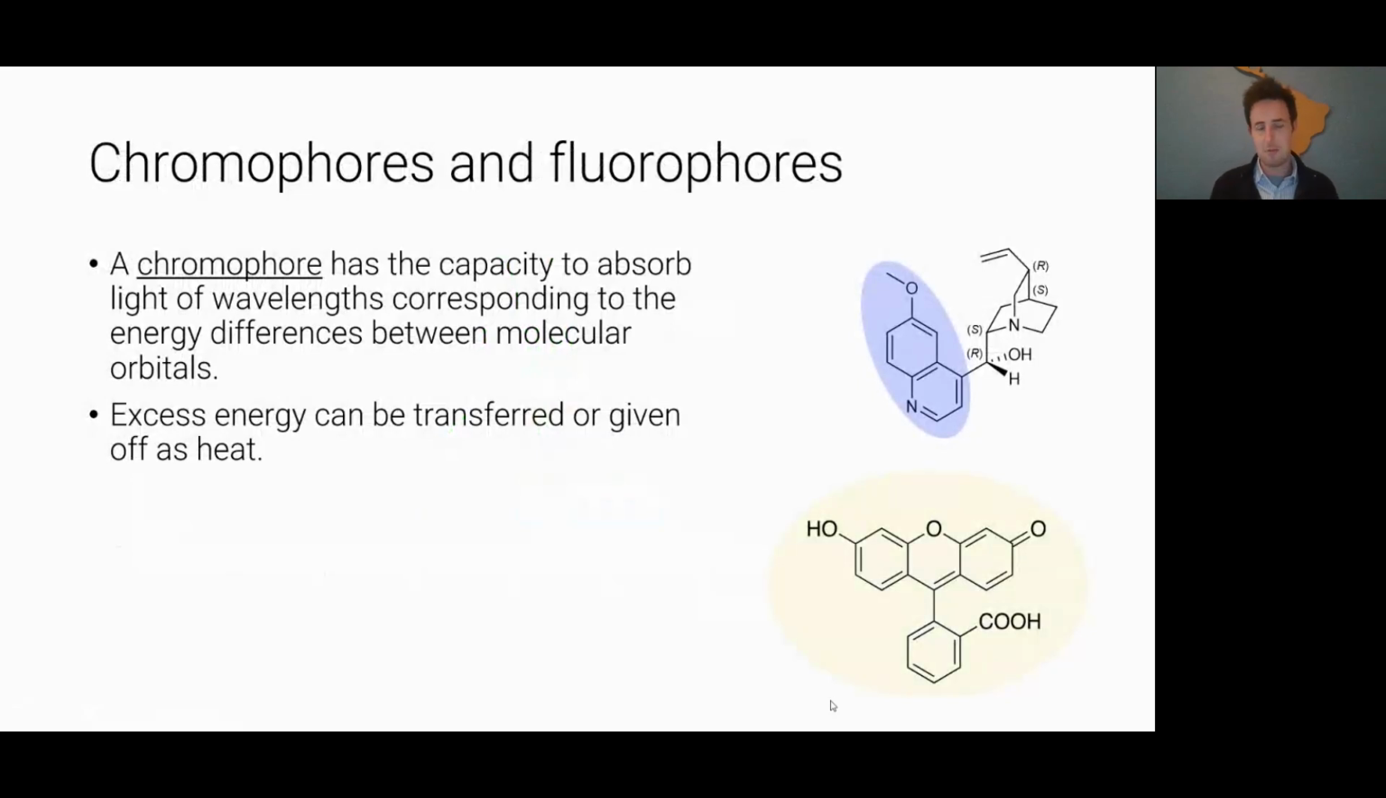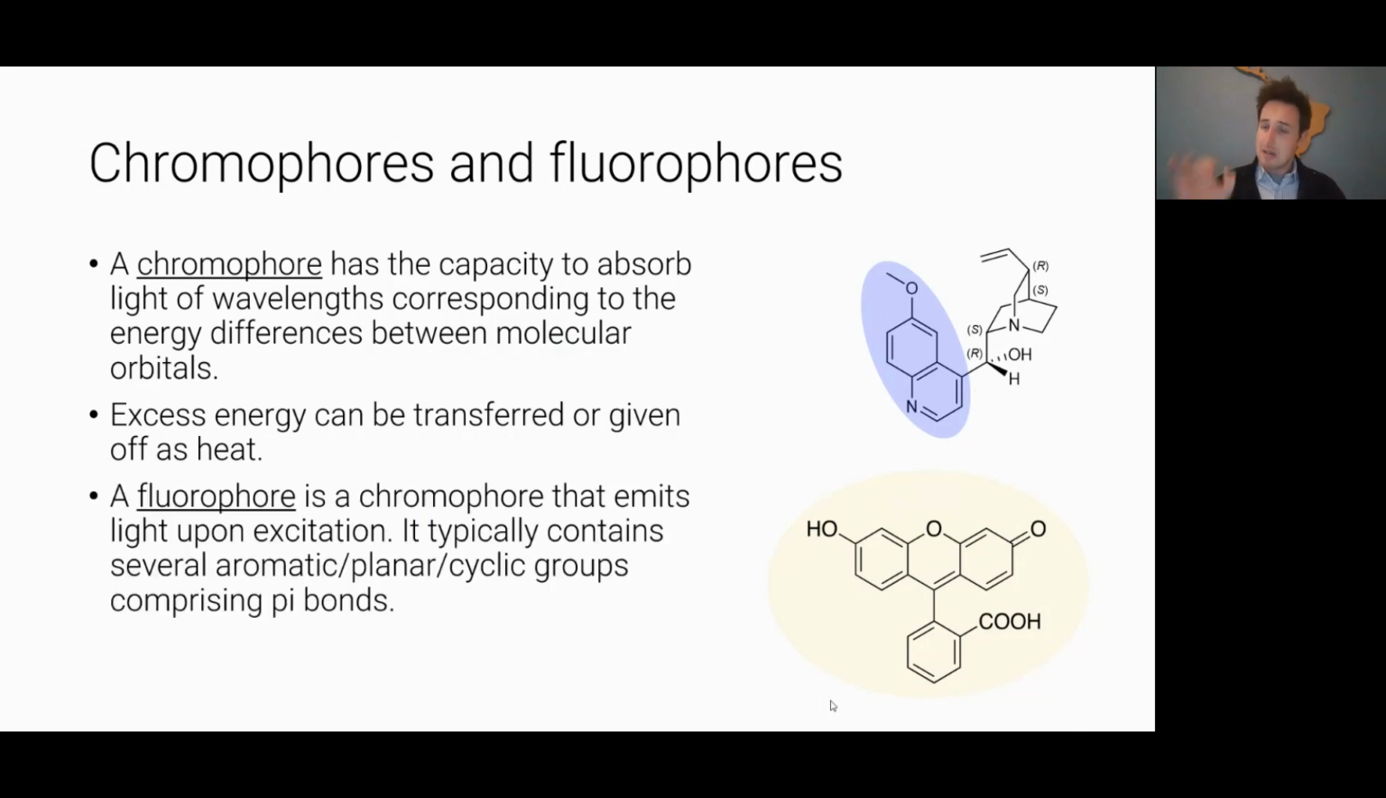Just to talk a little more detail about, because you've heard me mention the word fluorophore now, that's distinct from chromophores, which are really just any groups in molecular structures that have the capacity to absorb light of particular wavelengths. And these correspond then to energy differences between the molecular orbitals, as we saw in the Jablonski diagram. And excess energy can be transferred or given off as heat, but a specific type of chromophore, a fluorophore, is one that emits light upon excitation.